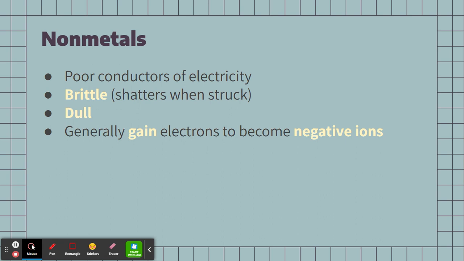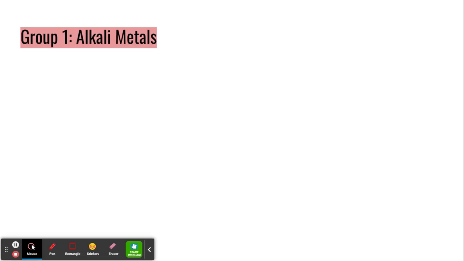Since they have a higher number of valence electrons, they are prone to gaining electrons in order to have a full valence shell. And since they are gaining electrons, or they're gaining negative charges, they will become negative ions. Negative ions are called anions.